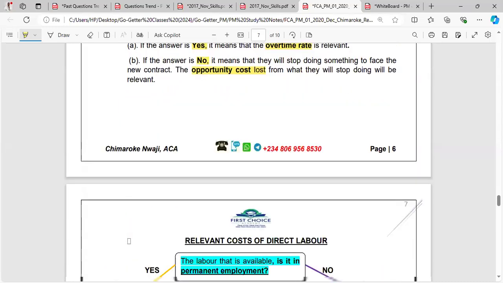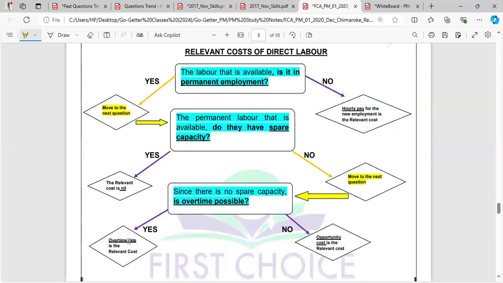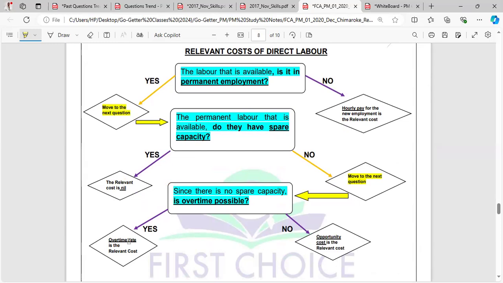Okay, so this is the diagram for the relevant cost of direct labor. We'll now go to the question now.